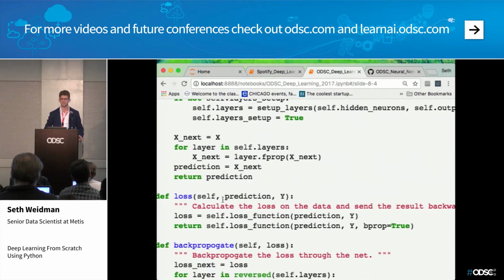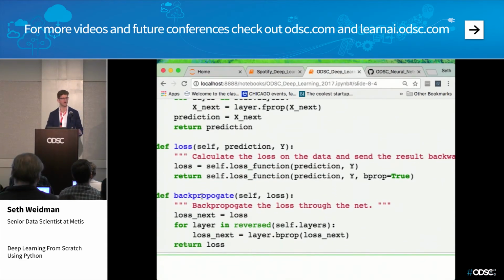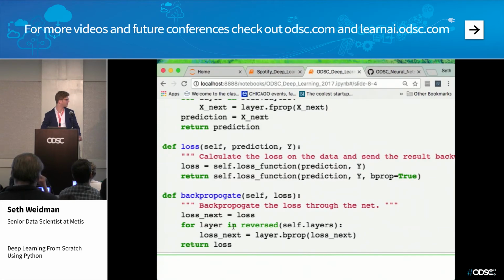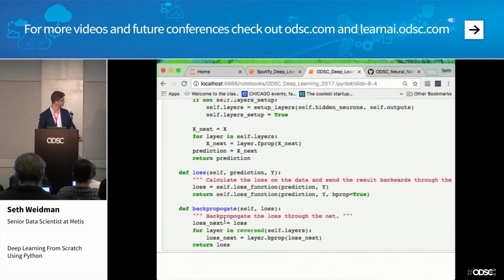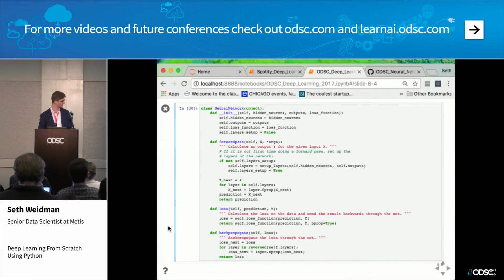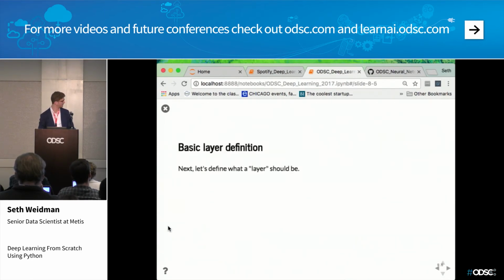Calculating the loss, you just take the prediction and whatever your y is, and you compute the loss based on your loss function. And the back propagate function does sort of a similar thing. It takes the loss as its first step and sends the loss backwards through the neural net. So it does the back propagate step with each layer. So let's make sure we run that cell. All right.